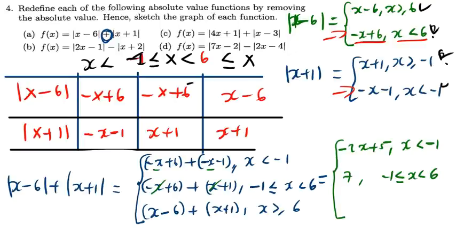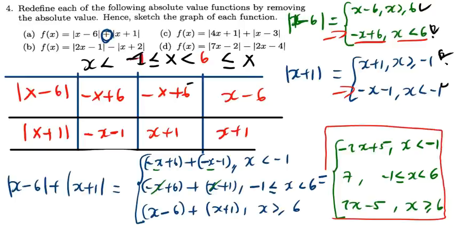The next one, x plus x is 2x. -6 plus that one should be -5. What is the condition? The condition is that x should be greater than or equal to 6. So if the question is just asking you to redefine this function, this is the answer, the final answer. So we have redefined this function.